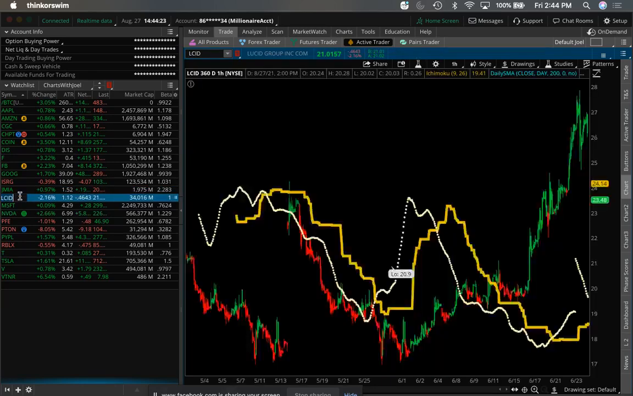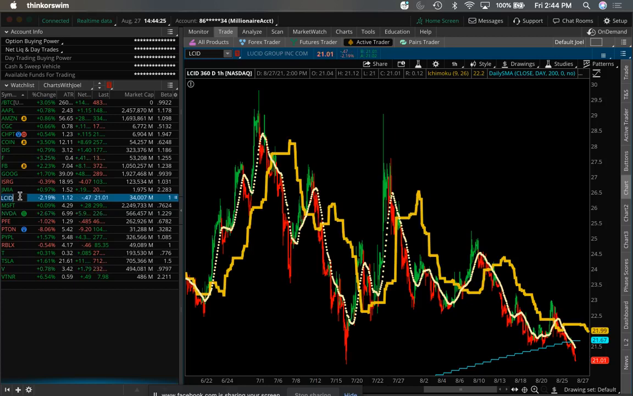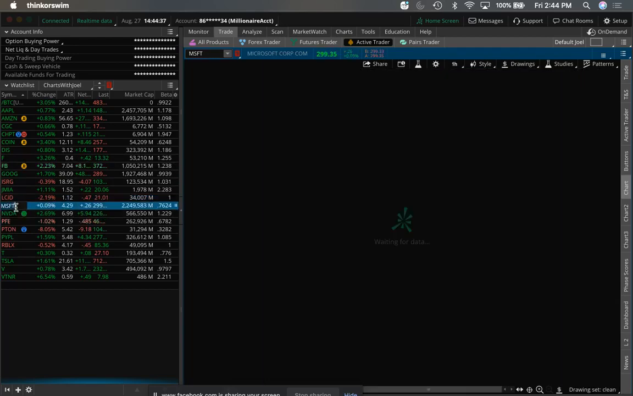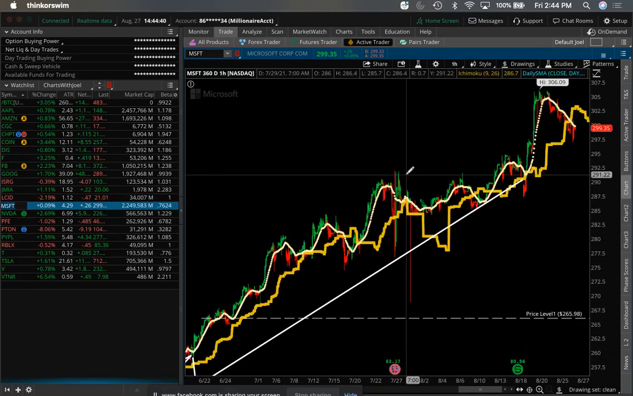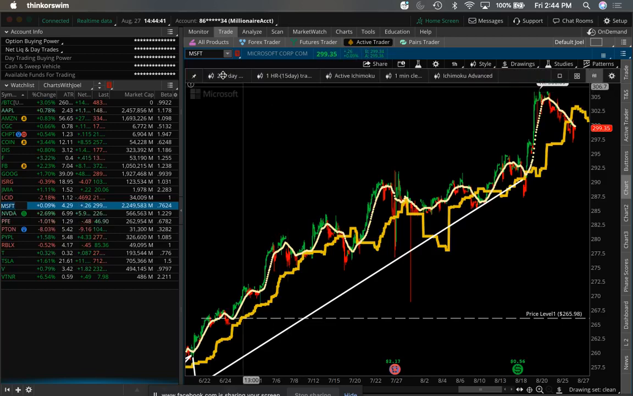Okay. We looked at Lucid. I don't know if we had determined if it was bullish or bearish, but on the 1 hour, it's hitting the 200 days. So long term, it's a good investment. Short term, it looks like it's going down. Microsoft, 200 day.